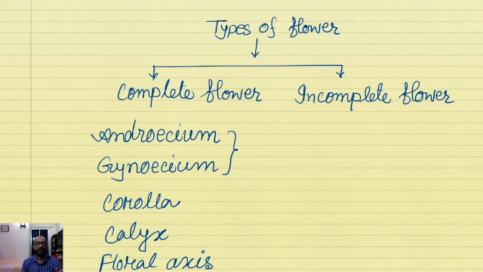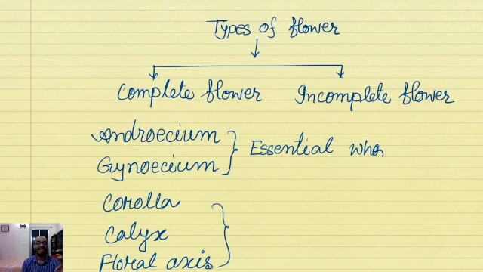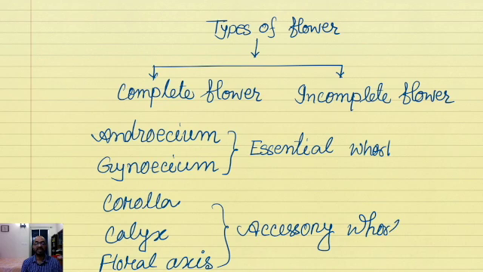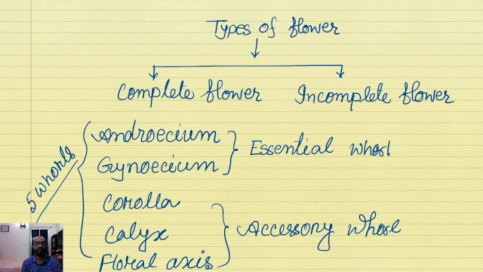From these five parts, the first two are the essential whorls of a flower, because they directly take part in reproduction. That is why they are known as essential whorls of a flower. And the last three parts are known as accessory whorls of a flower because they help in reproduction. There are mainly five whorls: androecium, gynoecium, corolla, calyx, and floral axis.